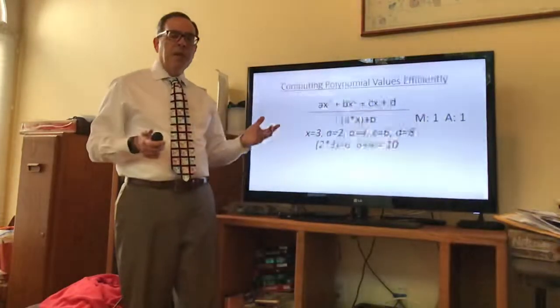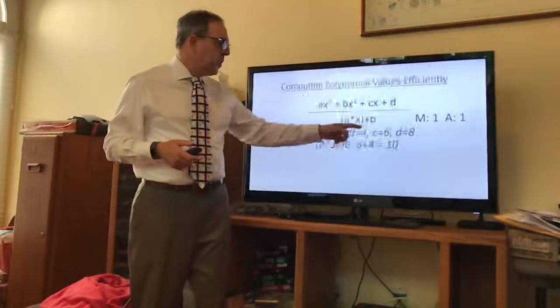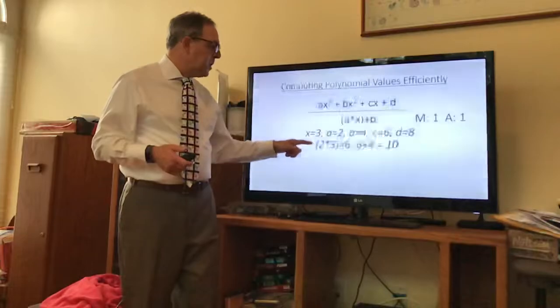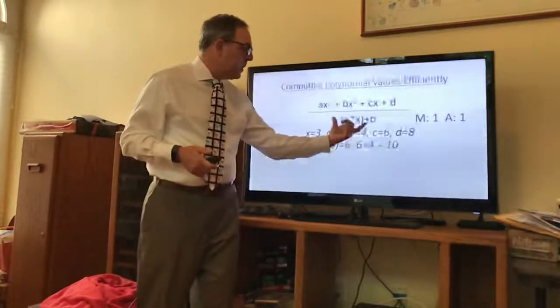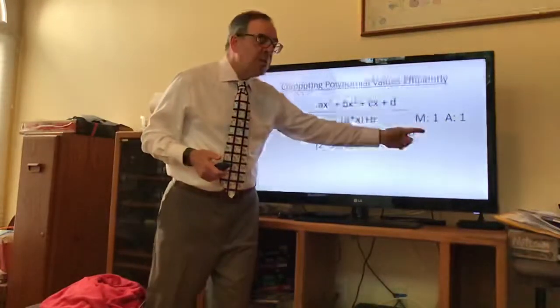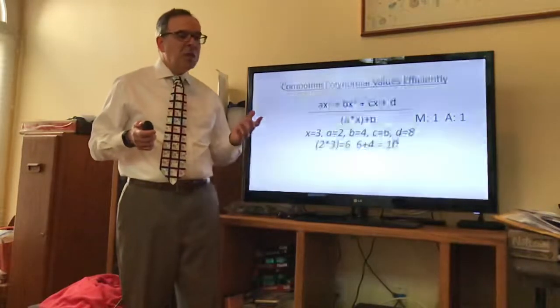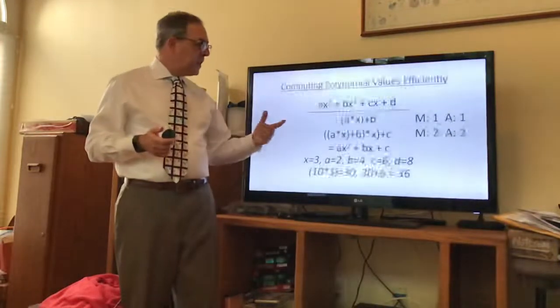To hang some numbers on this, let's pick some really easy numbers. x equals 3, and the coefficients are 2, 4, 6, and 8, because I can calculate those in my head. So leading coefficient of 2 times x equals 3, that's 6. 6 plus 4 is 10. So this chunk of calculation is 10. And it cost us one multiplication, one addition. Okay, Simon, fine. Not sure where you're going with this, but okay. Let's carry on to the next step.